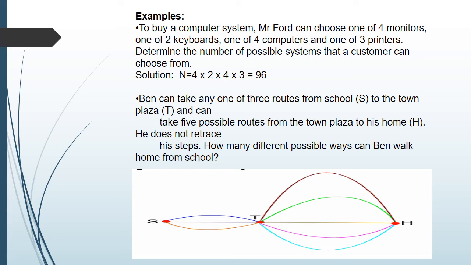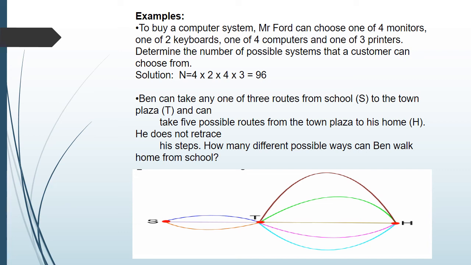Examples. To buy a computer system, Mr. Ford can choose one of 4 monitors, one of 2 keyboards, one of 4 computers, and one of 3 printers. Determine the number of possible systems that a customer can choose from. Solution. N is equal to 4 times 2 times 4 times 3, which is equal to 96.